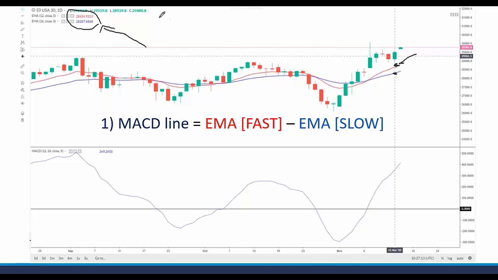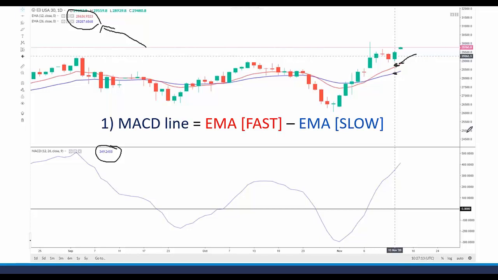I can see that the value of the fast moving average, in this example a 12 moving average, was 28636.93. As for the slow moving average, I was given a value of 287.68. The MACD again simply shows you the difference between those values, and it's given me a value down here of 349.24, which is the difference between the fast and the slow moving average.